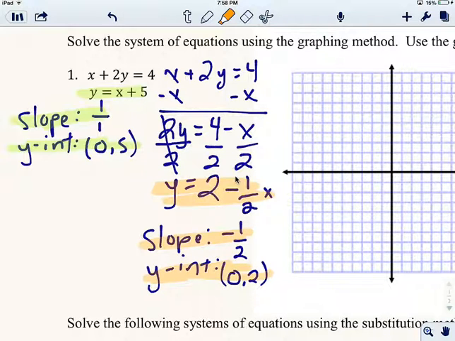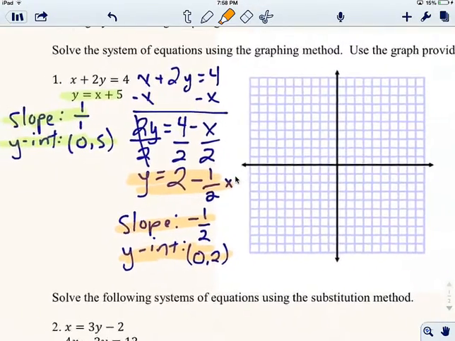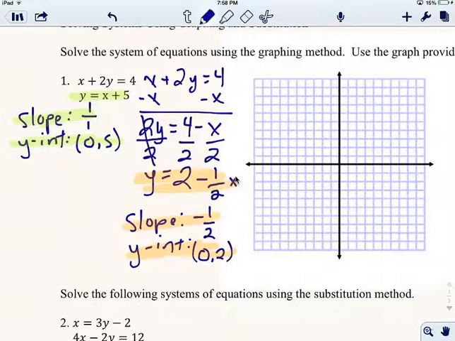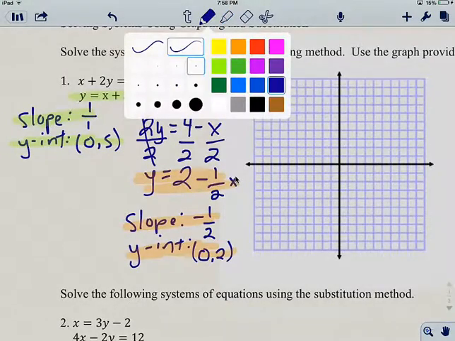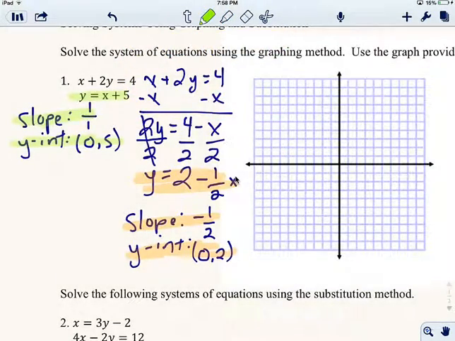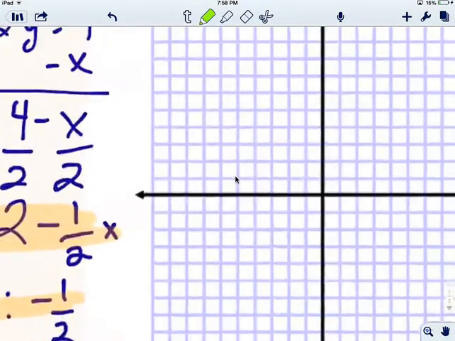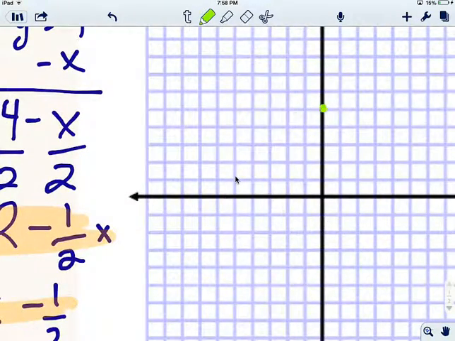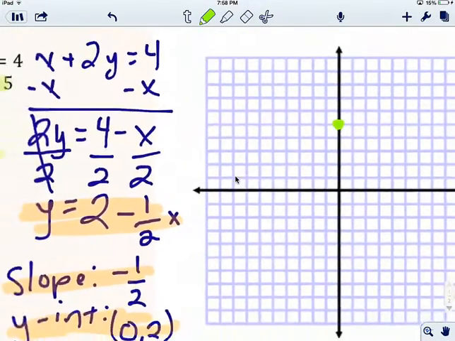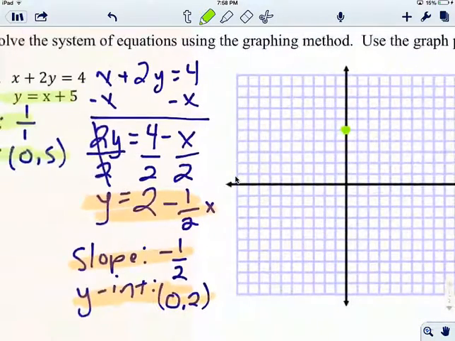All right, now I've got slopes and y-intercepts and I want to graph these things. My green has a y-intercept of 0, 5. So let's go ahead and choose green. I've got a y-intercept of 0, 5, so I go 0 and then 5 is right there. 1, 2, 3, 4, 5. Okay, good. Now my slope is 1 over 1.